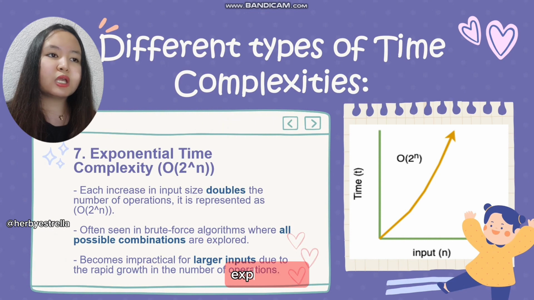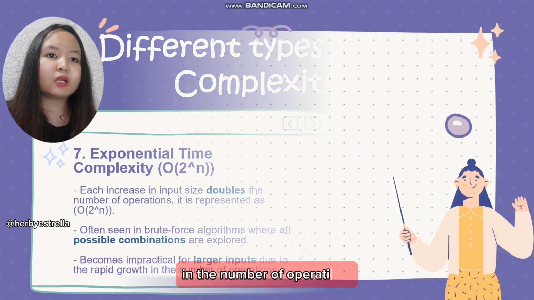Number 7. Exponential time complexity. O of 2 to the n. Each increase in input size doubles the number of operations. It is represented as O of 2 to the n, often seen in brute force algorithms where all possible combinations are explored. It becomes impractical for larger inputs due to the rapid growth in the number of operations.